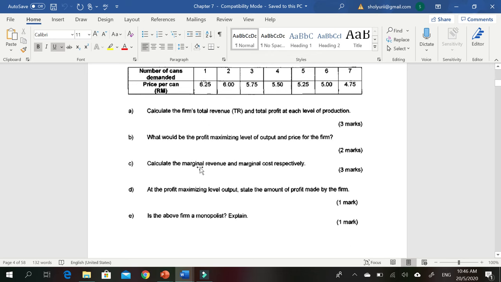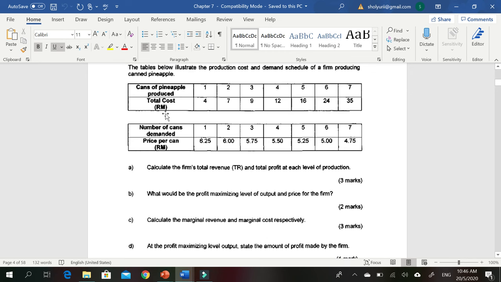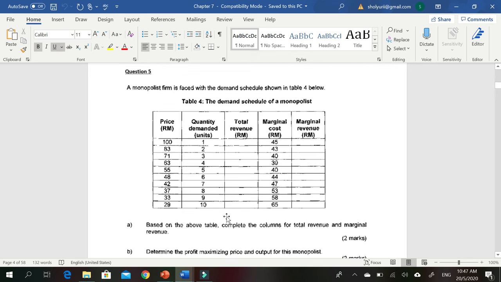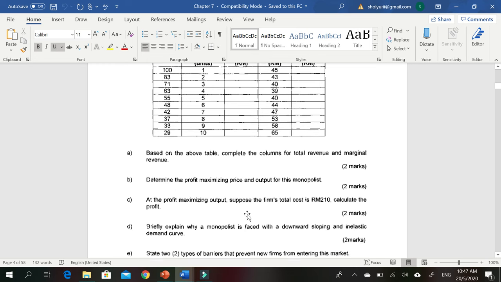Lepas tu dia suruh calculate MR. Then you get MC. Is that you still need to use the scale for chapter 6. Chapter cost lah, cost and production. Find MC. Sebab dia ada TC kat sini. Changes in TC over changes in Q. So, do your calculation. Mana-mana yang boleh dululah. Untuk chapter yang ada, untuk question yang ada table.